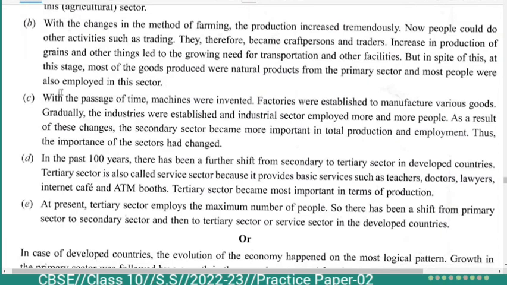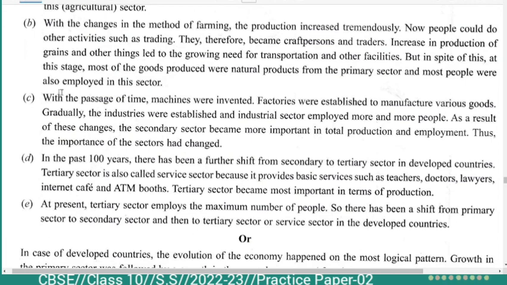With the passage of time, machines were invented, and factories were established to manufacture various goods. Gradually, industries were established and the industrial sector employed more and more people. As a result of these changes, the secondary sector became more important in total production and employment. Thus, the importance of the sectors has changed.